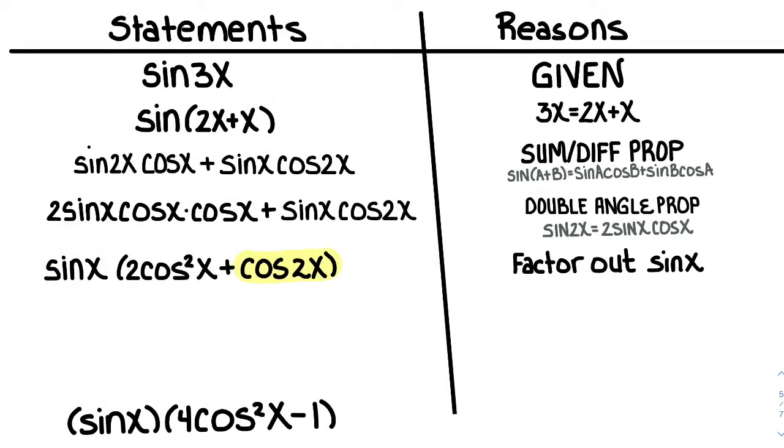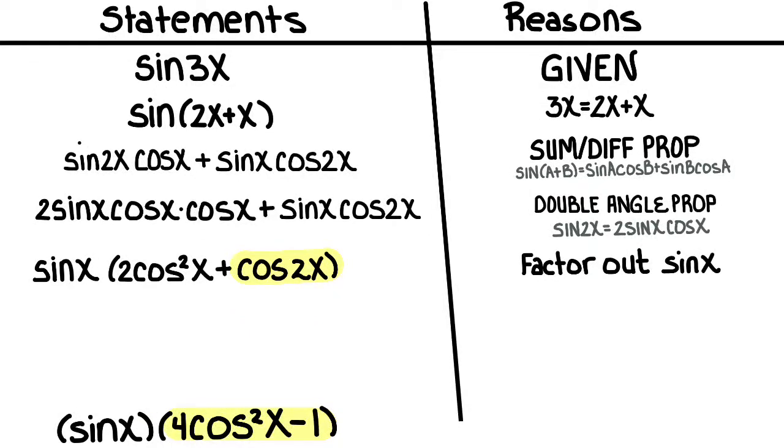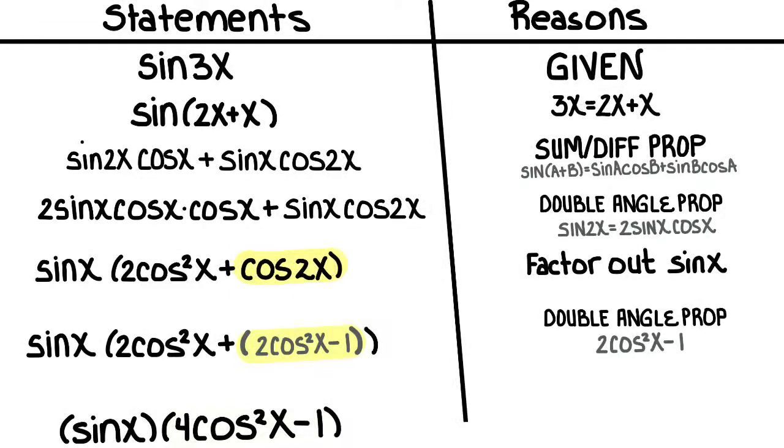I do want to replace the cosine of 2x, and if I look at what we're heading towards, I see that we're going to turn this into 4 cosine squared x minus 1. I can tell that I should use the substitution for cosine of 2x that contains all cosine since I'm heading towards all cosine. Selecting the double angle property for cosine of 2x, 2 cosine squared x minus 1, I substitute cosine of 2x with the 2 cosine squared x minus 1.